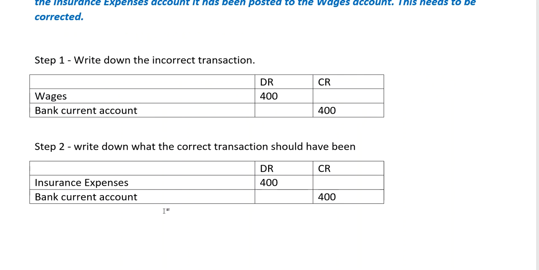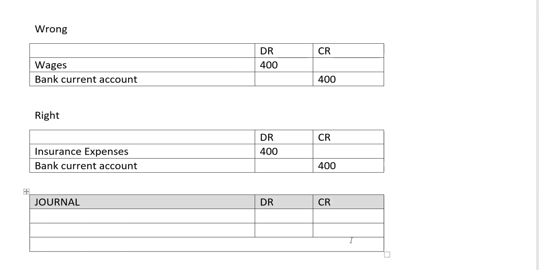So what I then do is I write down what the correct transaction should have been. So the bank current account hasn't changed, that's correct, but the insurance expense account should have been debited instead of the wages account. So I've somehow got to move from this position to this position. So here's my blank journal. Now what we can see is there is no difference. So here's the wrong transaction, here's the right transaction.